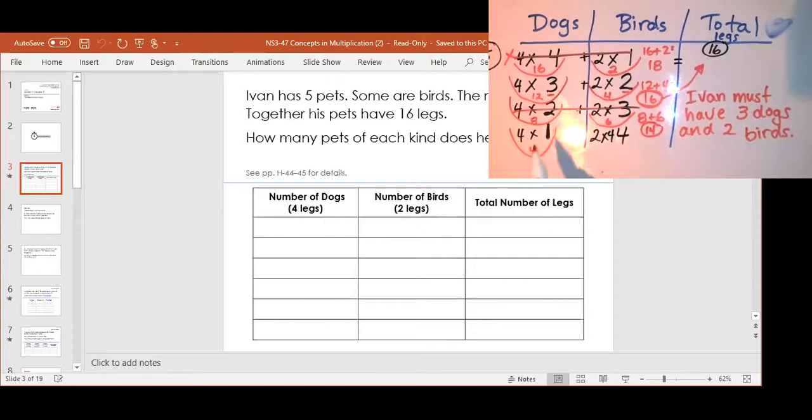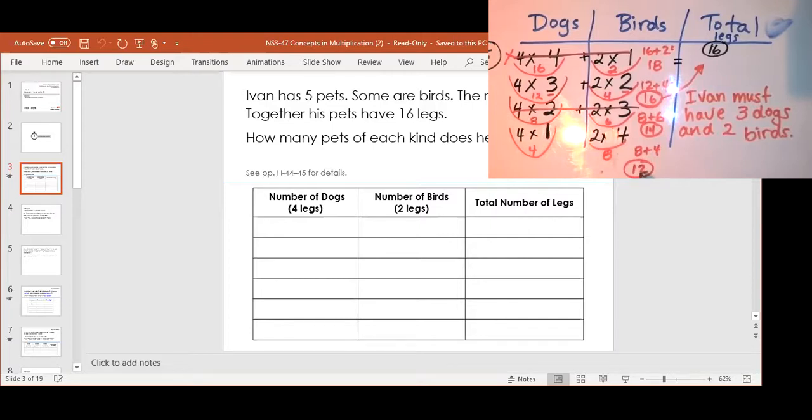And here I would have 4 plus 2. Oops, I don't know why I did that. 2 times 4, and 2 times 4 is 8. And I would have my 8 plus 4. Well, I know 8 plus 2 is 10. So I would have 2 more, 12. 8 plus 4 is 12. 8 plus 6 is 14.